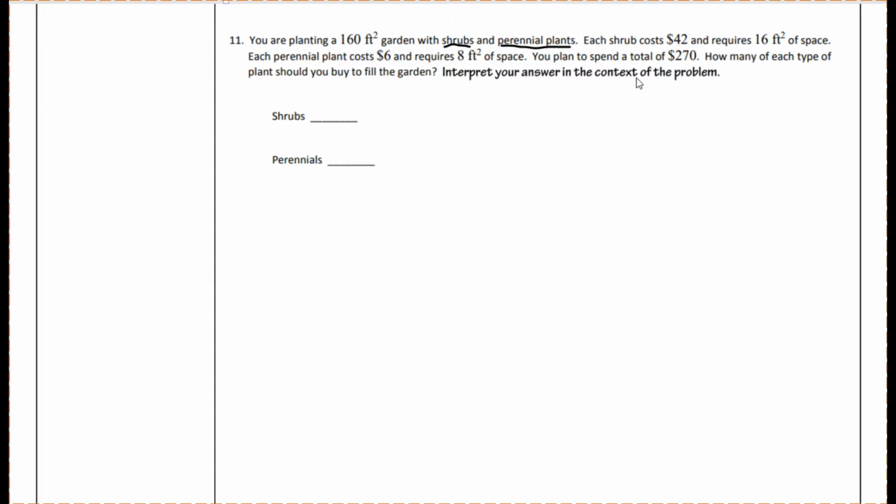Okay, so we know that we have two types of plants, shrubs and perennial plants. So we're going to give a variable to those. We're trying to figure out how many of each type of plant we have. So we're going to say that X represents the number of shrubs, and we're going to say that Y represents the number of perennials. And with that, we can set up a system with those variables.